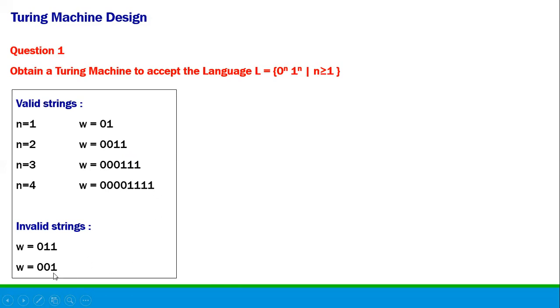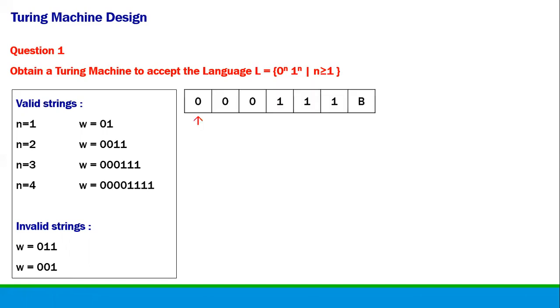Some of the invalid strings also I should consider, for example 0 1 1, because first of all, in this language 0 power n, 1 power n, all the zeros should come first and then only all the ones. And the number of zeros should be equal to the number of ones here. So how the Turing machine actually works, let us see. Initially, let us assume this is what we have in the tape: 0 0 0 1 1 1.